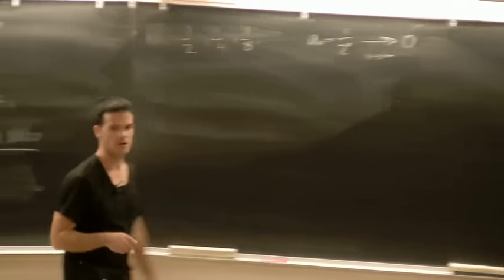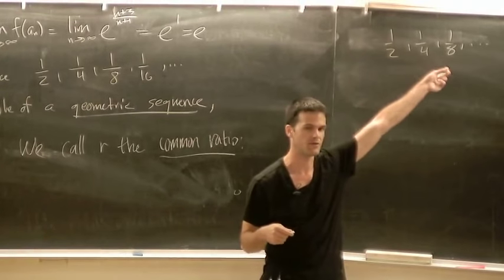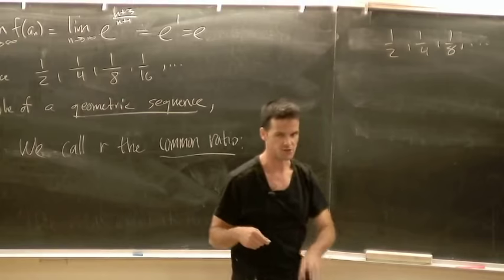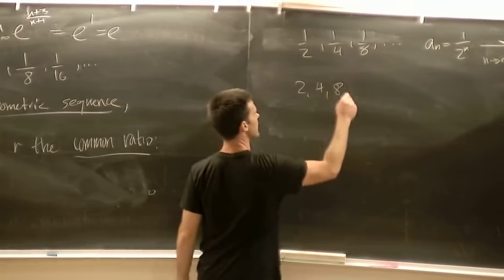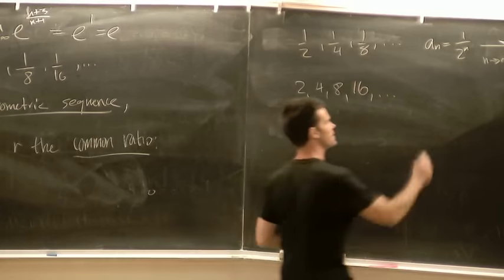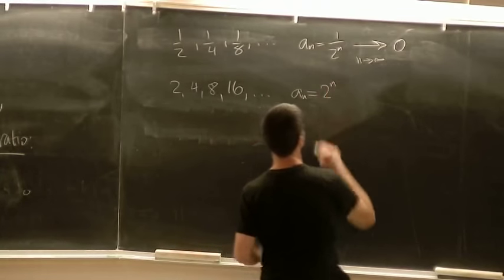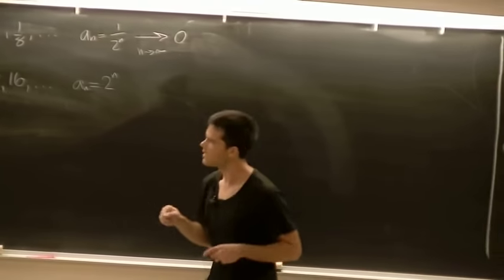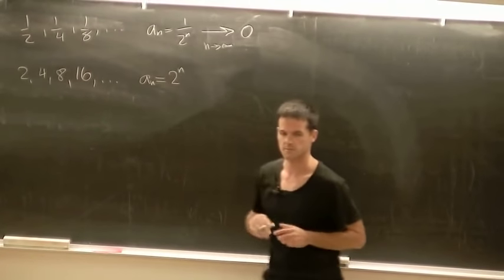as n goes to infinity. But on the other hand, what if instead of dividing each term by 2, we were multiplying each term by 2? So how about the sequence 2, 4, 8, 16? In this case, a_n is 2 to the n. What's this sequence going towards? Infinity.